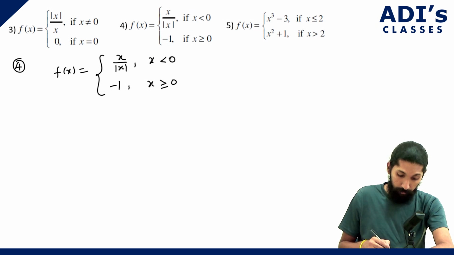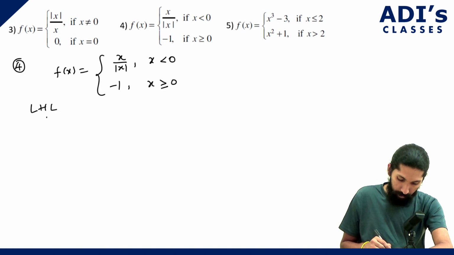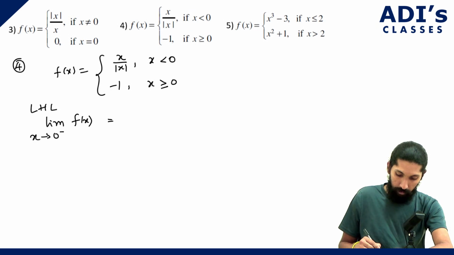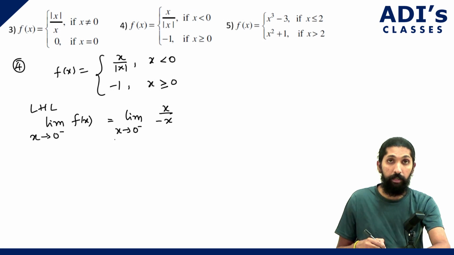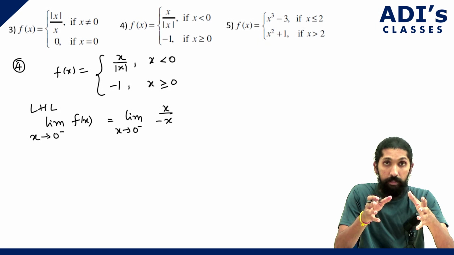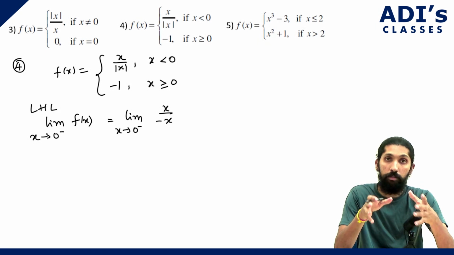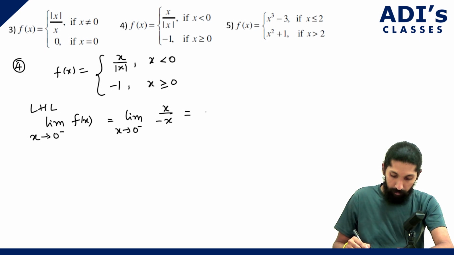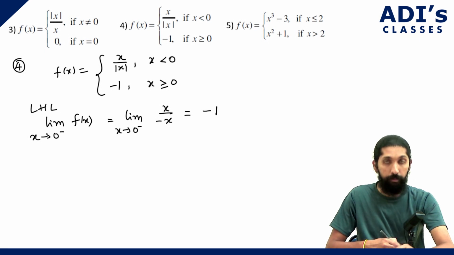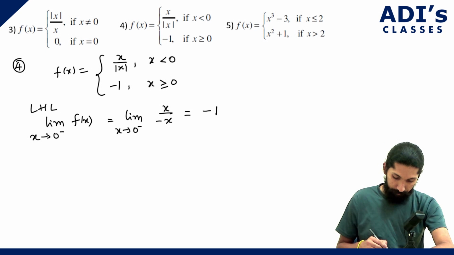So what do we do now? LHL, the left hand limit will be limit as x tending to 0 minus f of x, which is nothing but limit x tending to 0 minus x by minus x, correct? Because when x is less than 0, the modulus function is going to become minus. So x by minus x, which is nothing but minus 1. Alright, well and good. RHL.